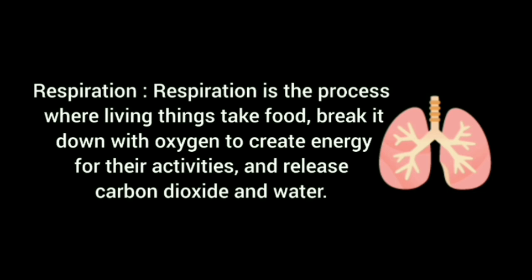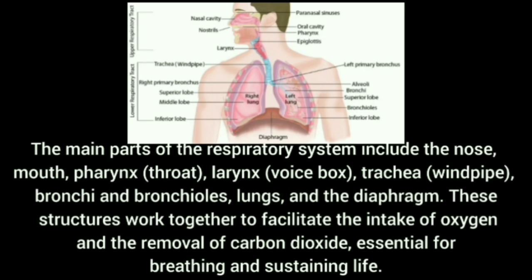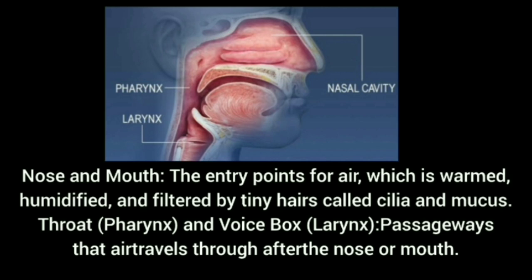It is called respiration. Next, the main parts of the respiratory system include the nose, mouth, pharynx, larynx, trachea, bronchi, bronchioles, lungs, and diaphragm. These structures work together to facilitate the intake of oxygen and removal of carbon dioxide, essential for breathing and sustaining life. First, we are learning about the nose and mouth.